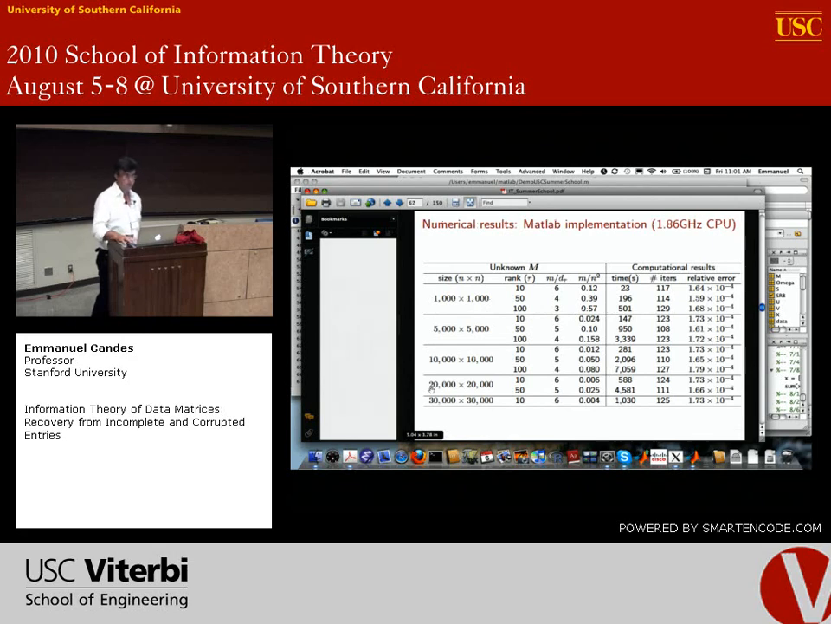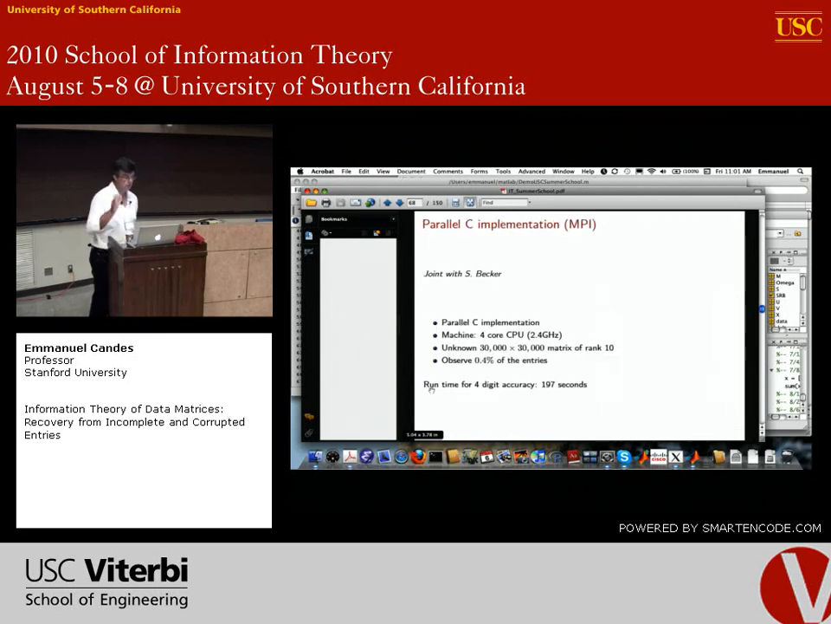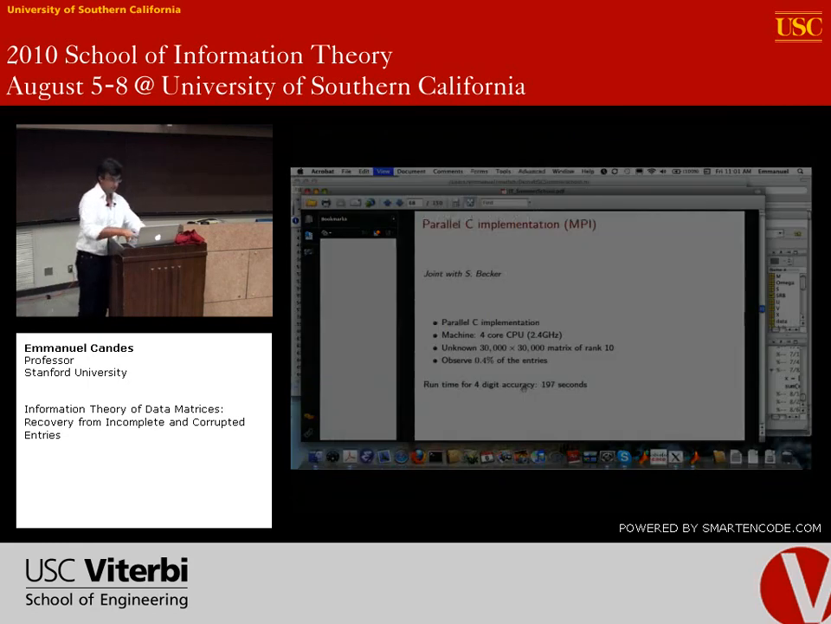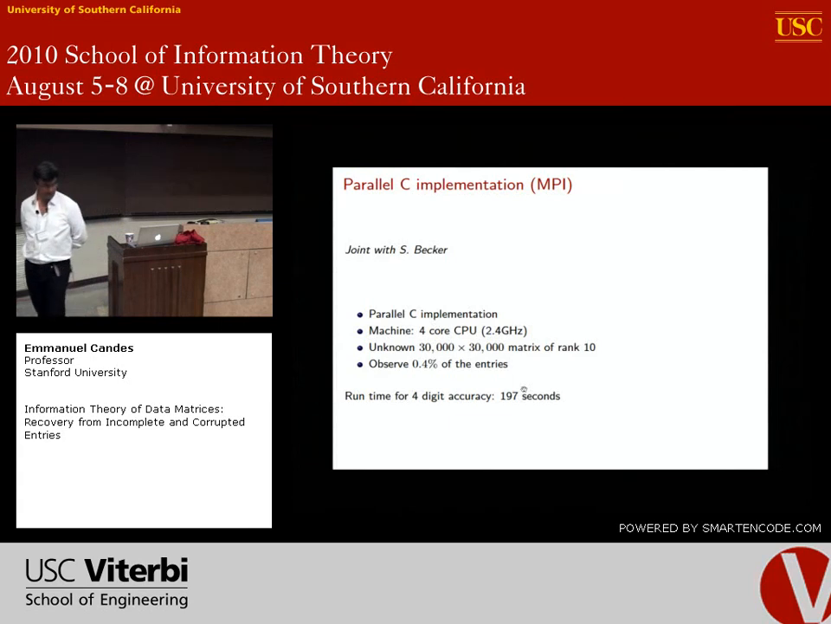Okay, so there's many CPU tables showing you how well we do. For fun, with a grad student at Caltech, we implemented this in a parallel fashion using MPI. So that's a parallel C implementation. We run the algorithm on a 4-core CPU clocked at 2.4 gigahertz.